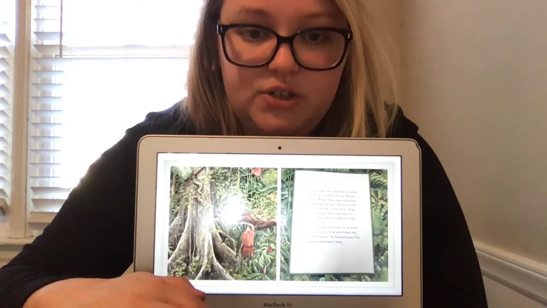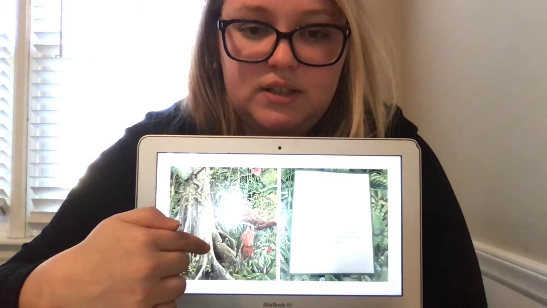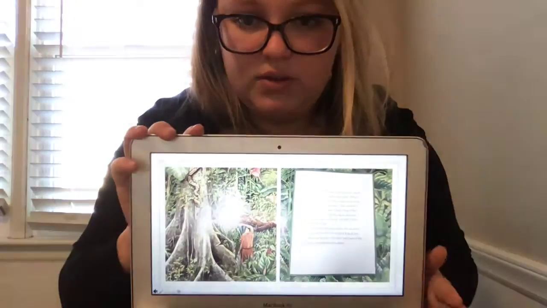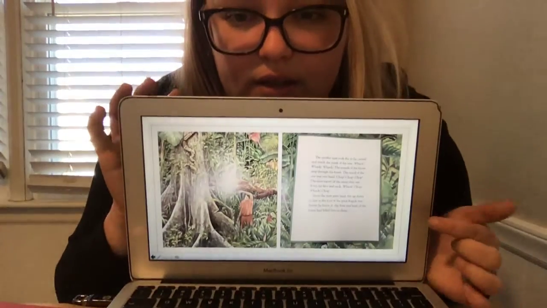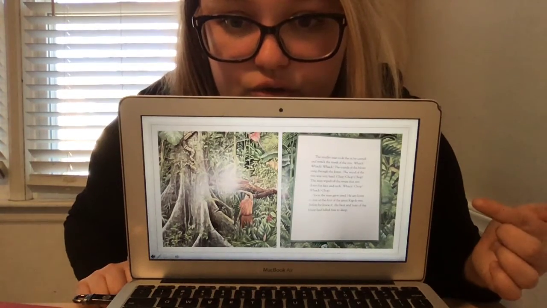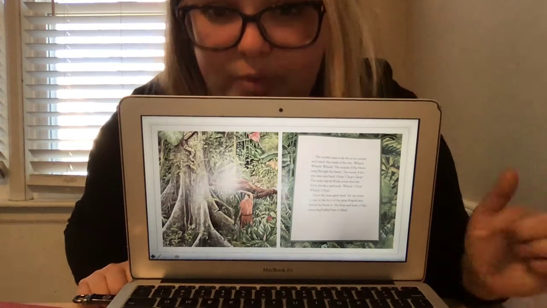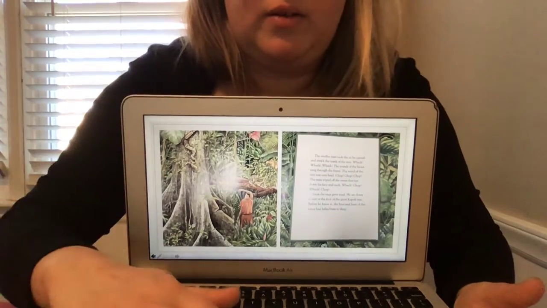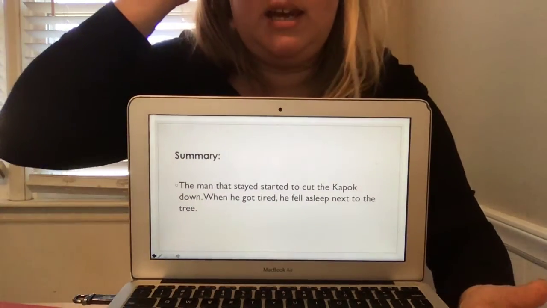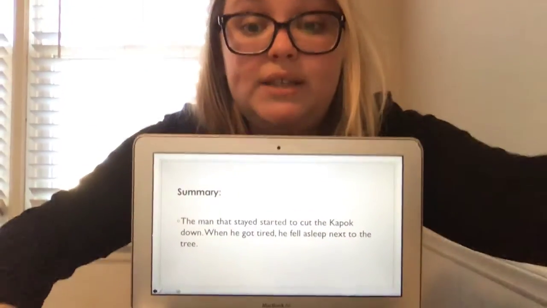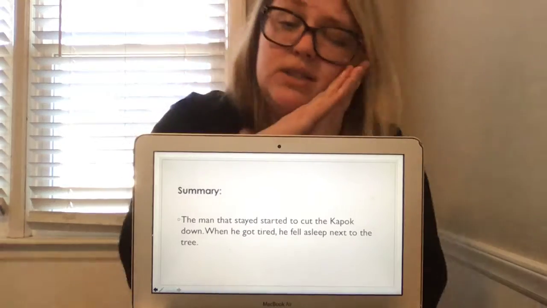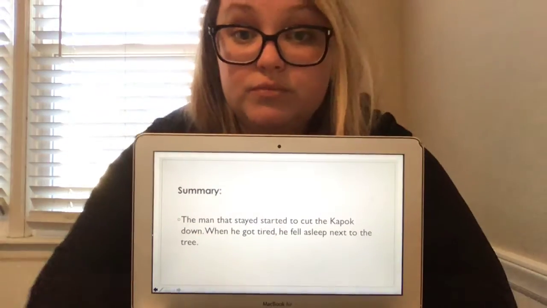So the next page, you see he's right here. He's trying to chop down that tree, right? There's a lot of information over here, two paragraphs. Now I summarize that. The man that stayed started to cut the kapok tree down. When he got tired, he fell asleep next to the tree. So very short.